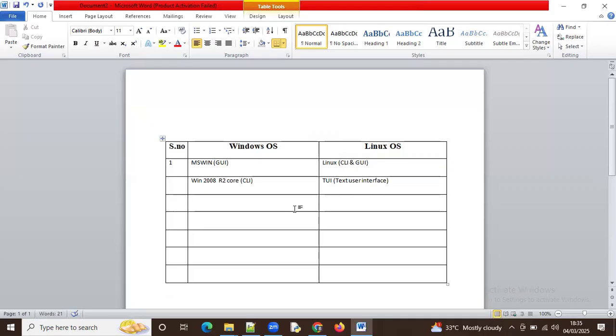Next, one server was developed. That name is Web server, and that server comes with 30% of GUI, not completely CLI, not completely GUI. 30% of GUI was developed, graphical user interface.